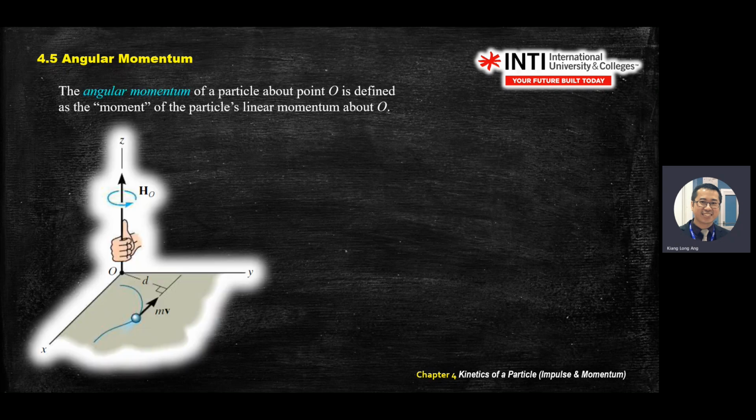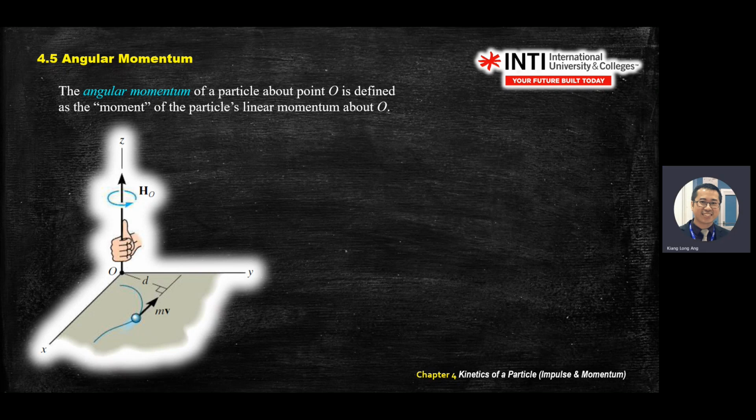Angular momentum. Again, what is momentum? The definition of momentum is mv. So angular momentum, it will be like the concept of moment. So what is moment? Moment is force times distance. The force and distance must be perpendicular. Then we create a moment, right?